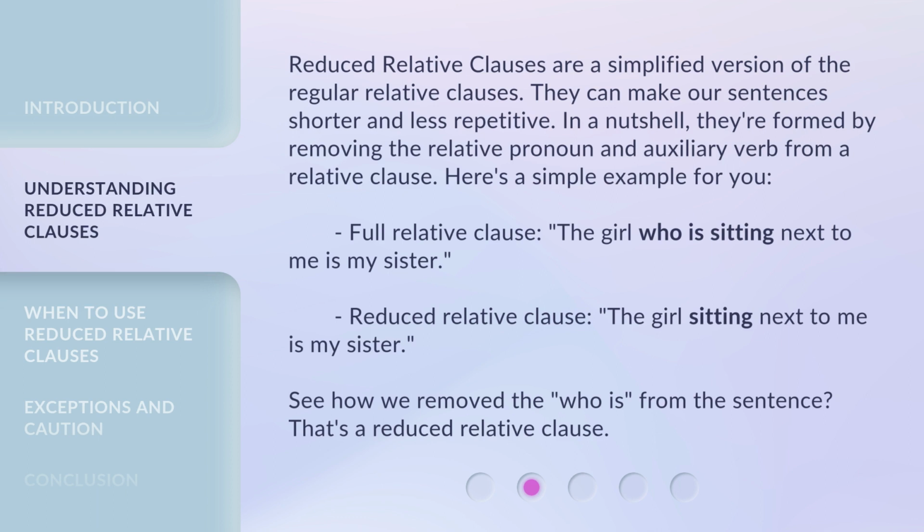Reduced relative clauses are a simplified version of the regular relative clauses. They can make our sentences shorter and less repetitive. In a nutshell, they're formed by removing the relative pronoun and auxiliary verb from a relative clause. Here's a simple example for you. Full relative clause: The girl who is sitting next to me is my sister. Reduced relative clause: The girl sitting next to me is my sister. See how we removed the "who is" from the sentence? That's a reduced relative clause.